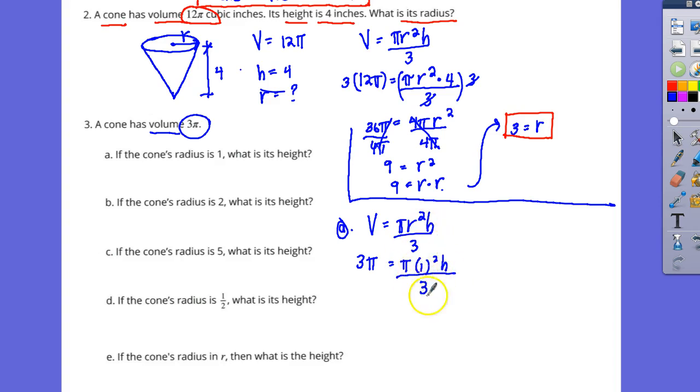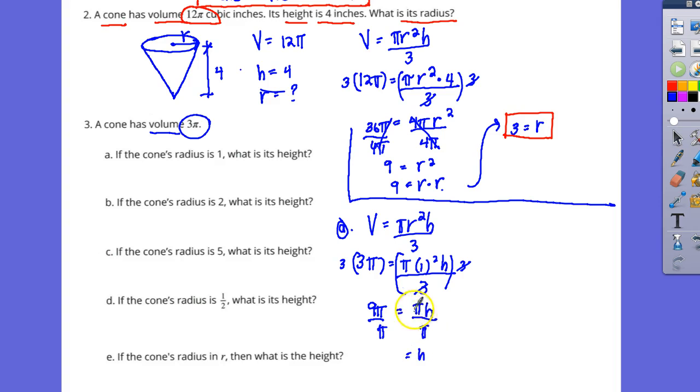So if you take a look on the right side, you're solving for h, so you have to get rid of pi and you have to get rid of 3. So you want to undo 3. This is division. So to undo that, you will multiply both sides by 3. So now you're going to have on the left side, you have 3 times 3 pi, that is 9 pi. And then on the right side, 3 is gone, you only have pi h. Because pi times 1 squared, that's just pi. And then now, solve for h, get rid of pi, divide both sides by pi.